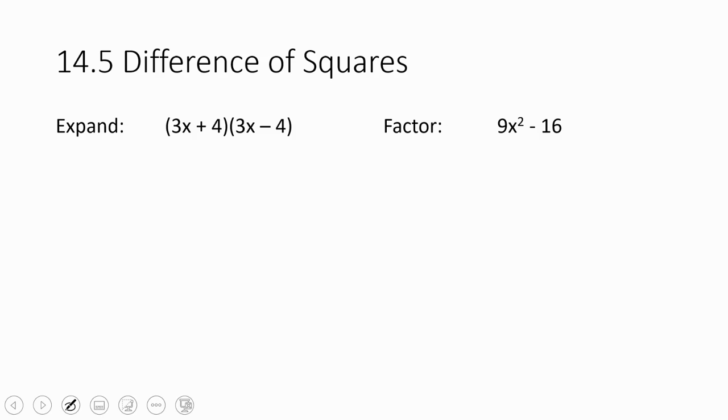Notice that both of these factors are almost identical. The only thing that's different is one of them has a plus sign and the other one has a minus sign. We want to see what happens when the factors are identical, just with the plus and minus sign difference. So we would FOIL these.